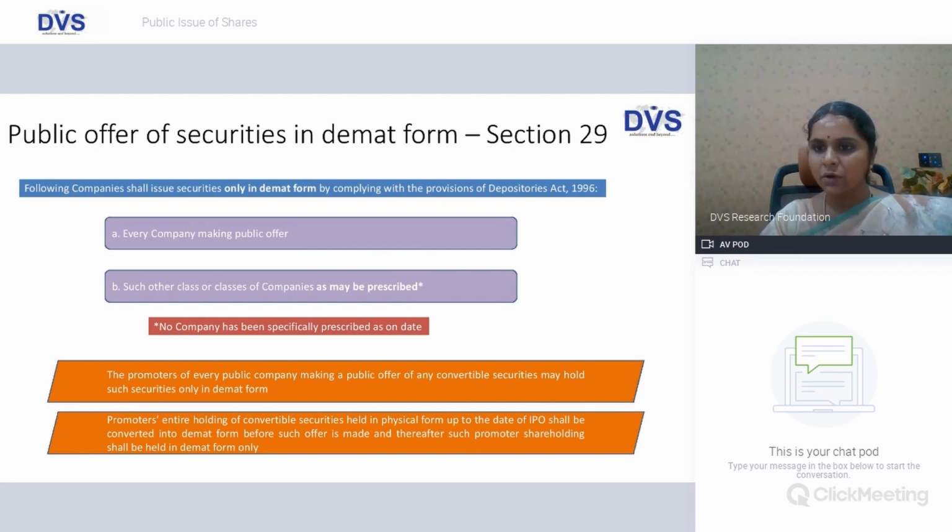So it is mandatory that the promoters hold such securities in demat form. This also includes convertible securities. So you should not wait until, say for example, CCPS are issued and are going to be converted after a period of say 10 years into equity shares. They cannot make an excuse stating that CCPS will be converted only after a period of 10 years. So immediately that should also be converted and held in demat form.